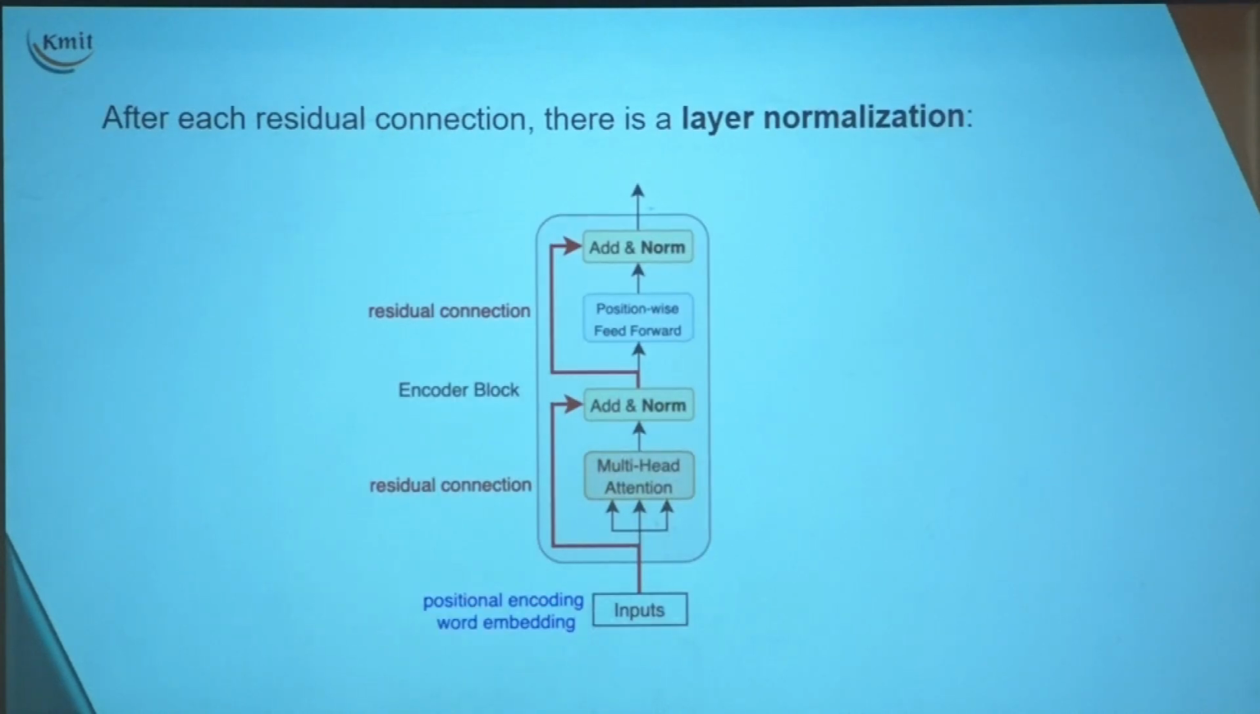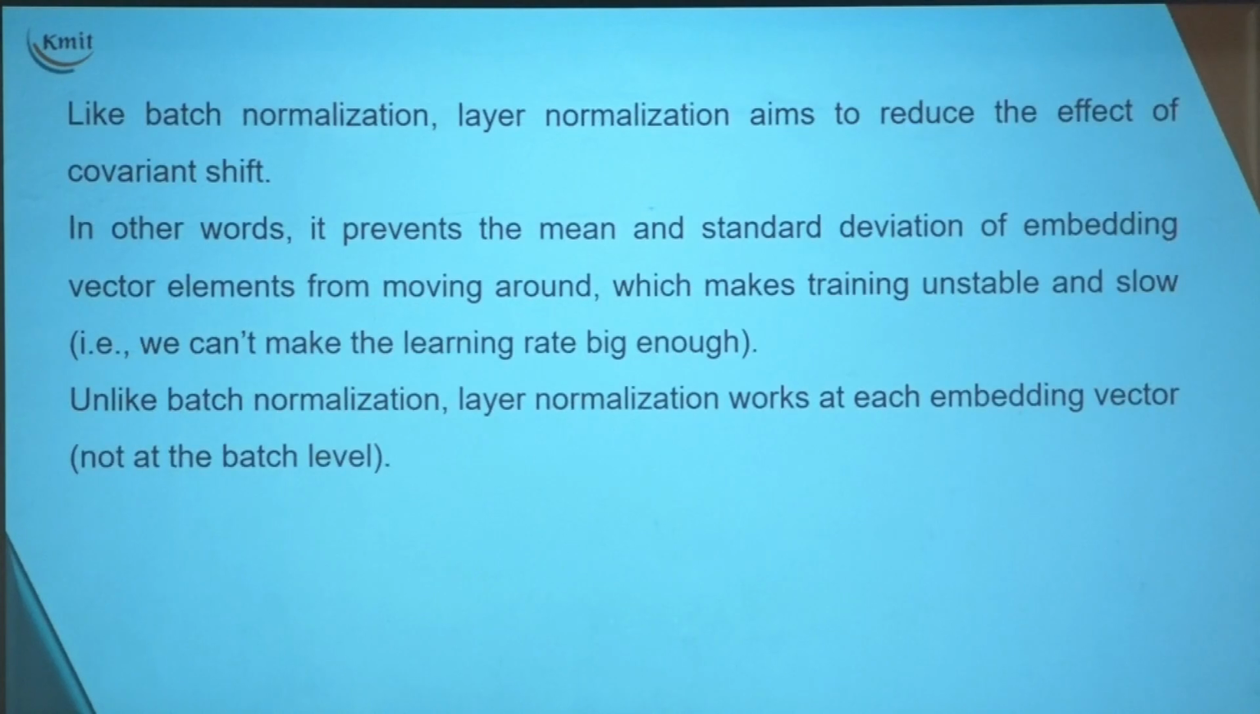Okay. Now look at this. After each residual connection, there is a layer called what? Normalization. That is, I perform multi-head attention, then normalization. I perform the feed-forward network and perform normalization. Like when we talk about gradient descent, we have batch normalization, processing in steps, right? Similar to that, layer normalization aims to reduce the effect of covariance shift. That is, instead of using the same words of the sentence again and again, word by word, I use the entire sentence. In other words, it prevents the mean and standard deviation of embedded vectors from moving around, which makes training unstable and slow.